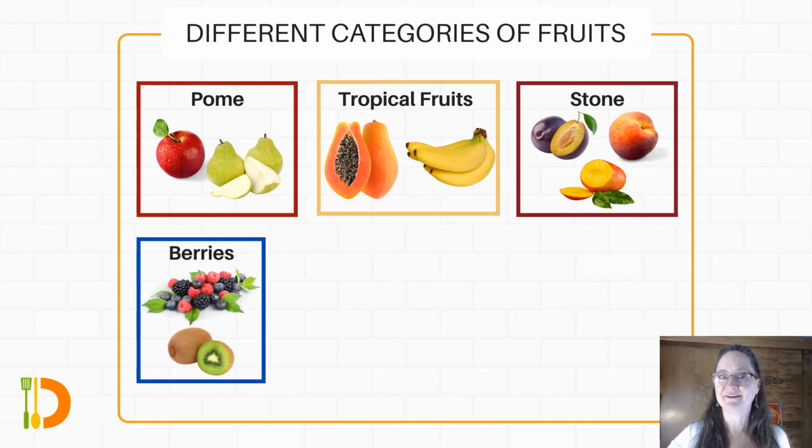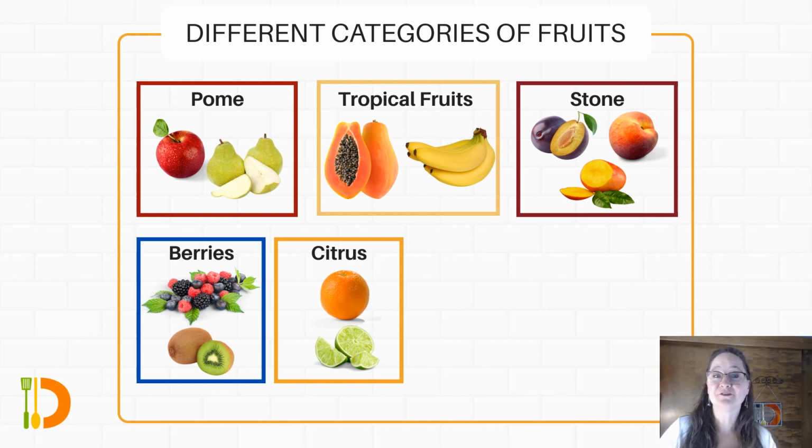Then, of course, we have berries, which botanically are tricky since common fruit we think of as berries botanically are not. However, for the purposes of this lesson, we will be defining berries as strawberries, blueberries, and blackberries, as well as kiwi, which botanically actually is a berry.